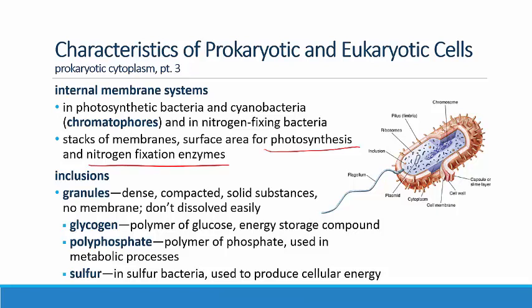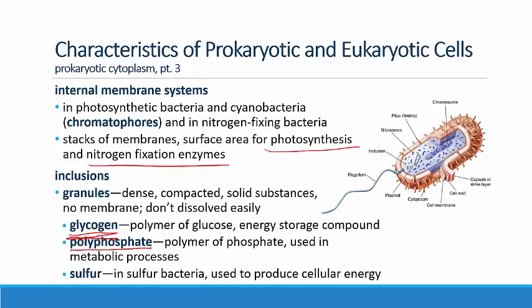These are things that, again, are not bounded by a membrane. There's no vesicle surrounding these inclusions, but they're just a dense, compacted, solid material that doesn't dissolve in the cytosol, and instead it's so densely compacted that it stays as a little granule. These granules might be glycogen. Recall that glycogen is an energy storage compound. It's a polymer of glucose, so it's just a bunch of glucose molecules that are all linked to each other and serving as a storage function for all the glucose that the prokaryotic cell has either made or gathered. Polyphosphate is another one of these granules.